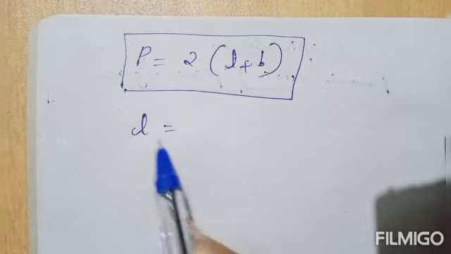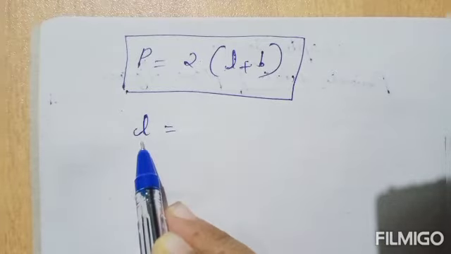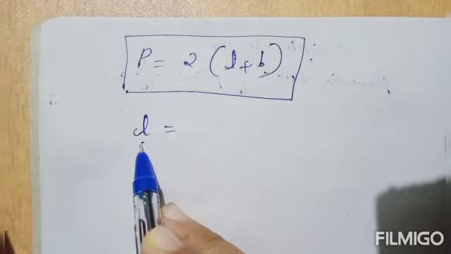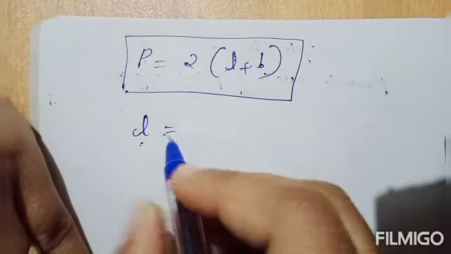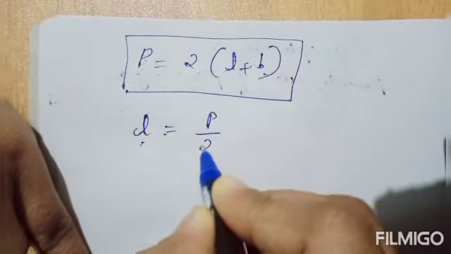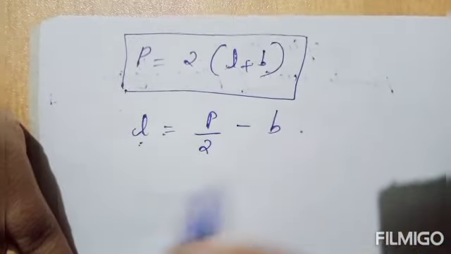Next, if the perimeter of a rectangle is given and the breadth of the rectangle is given, then how can you find the length? Given its perimeter and the breadth of a rectangle, you have to find the length. You can use this formula: length equals perimeter by 2 minus breadth.